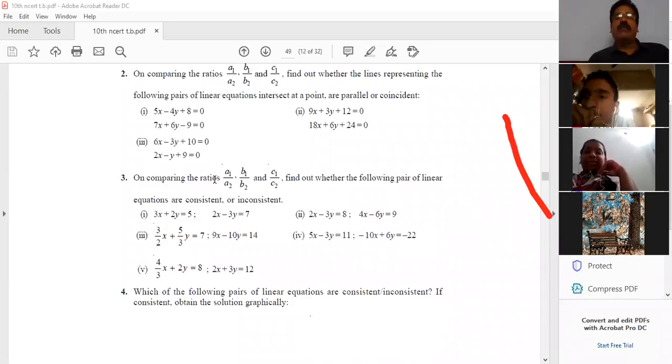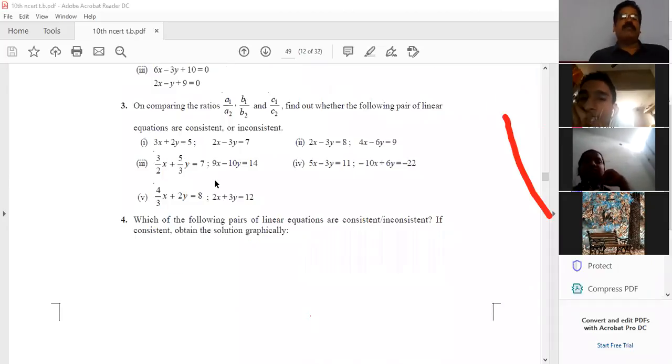Now I'm going for the third one. Last 1.5 minutes are here. Have you understood the first and second, everyone? Yes, sir. I'm comparing the ratios A1 by A2, B1 by B2, and C1 by C2. Find out whether the following pairs of linear equations are consistent or inconsistent. Just say consistent or inconsistent.